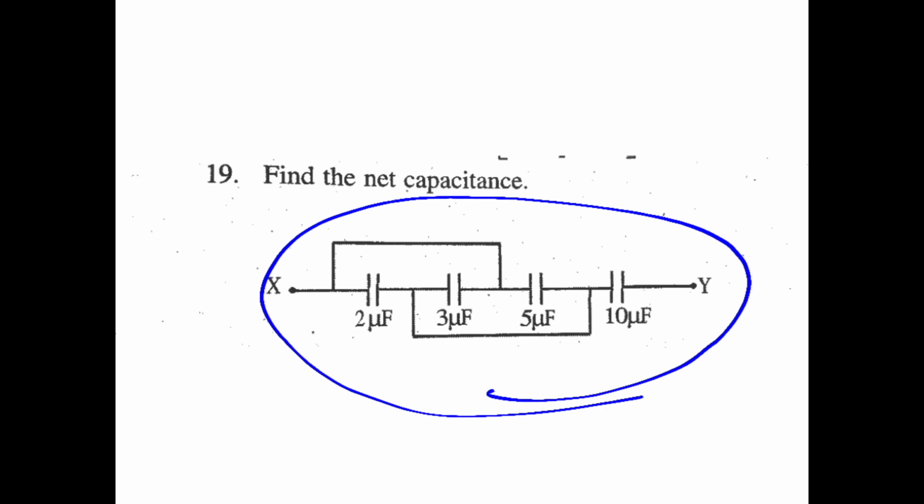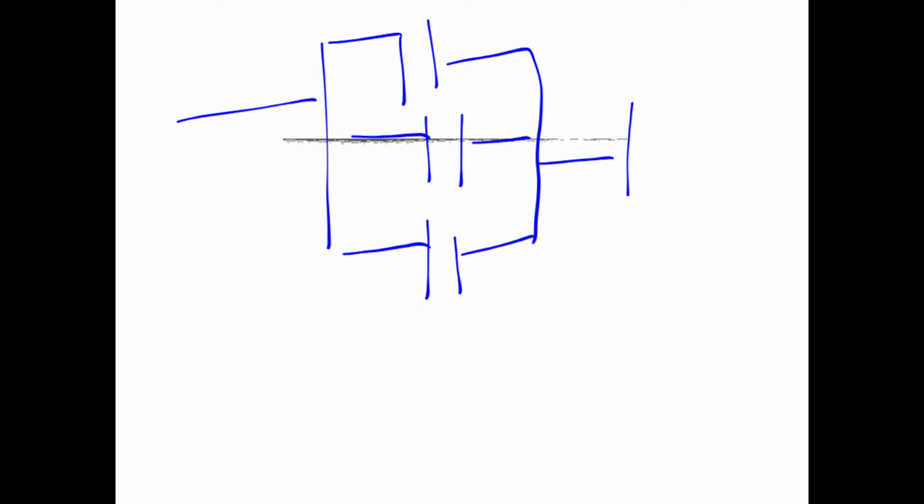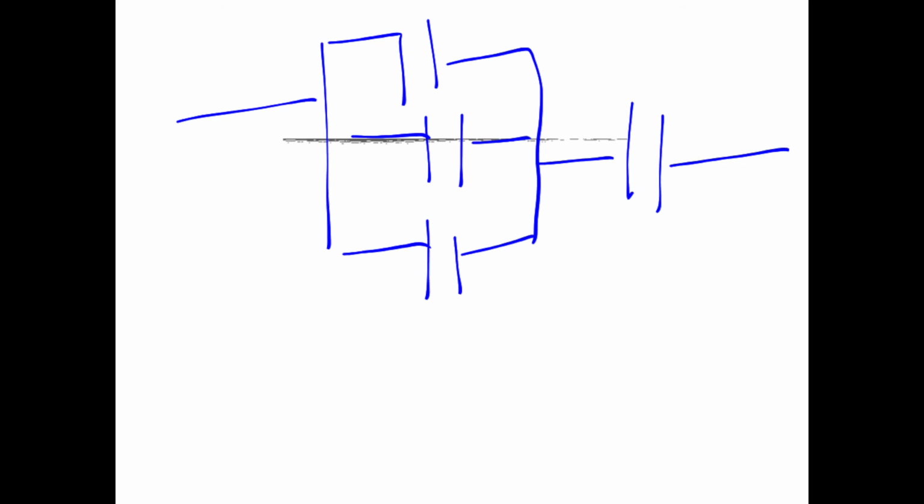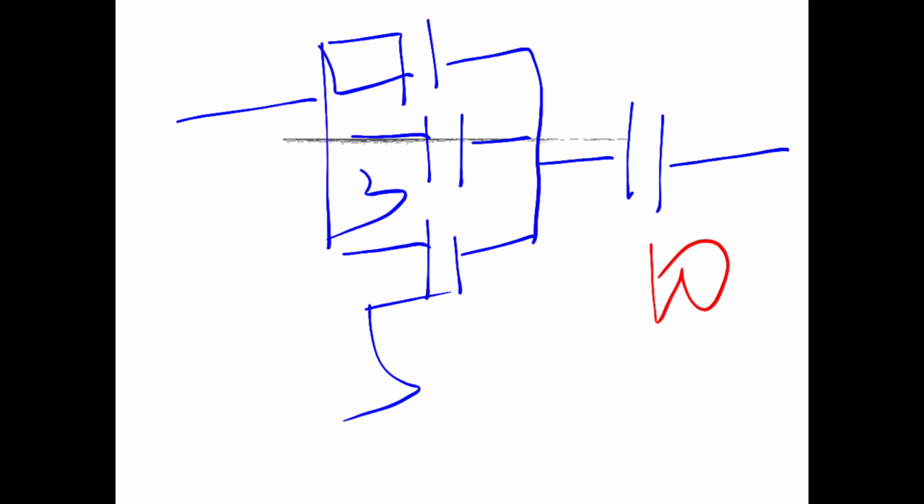These three are in parallel connection and this is series connection, so they are connected to another. This figure will be like this: 2, 3, 5 and 10, 2, 3, 5 and this is 10. Then you can easily solve this.